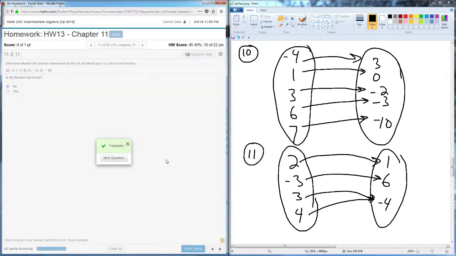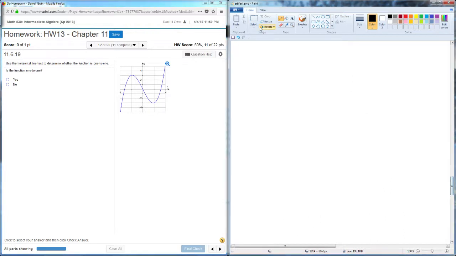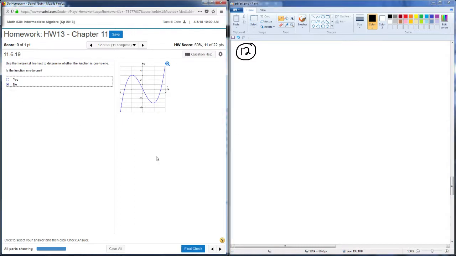Final check. Is this a one-to-one function? So to do the check for is it a one-to-one function, I will do the horizontal line check. If I draw a horizontal line anywhere and it intersects twice, or more, then it is no, not a one-to-one function. It intersected too many times with the horizontal line check.